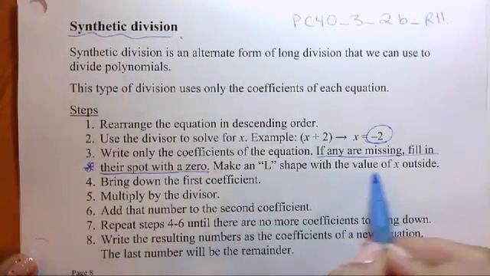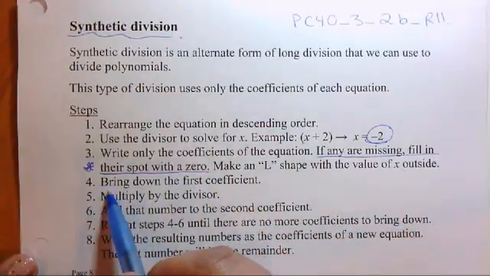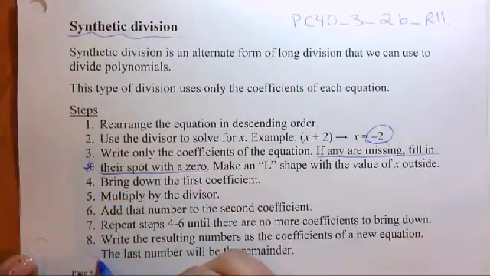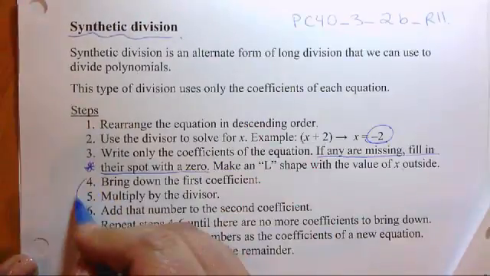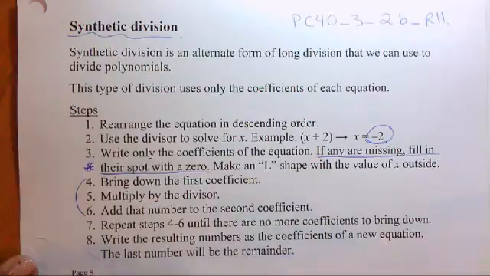And we're going to make an L shape with a value of x outside. And then I'll run through these steps as I'm doing it. And we're going to be repeating 4 to 6 until we get our last remainder.